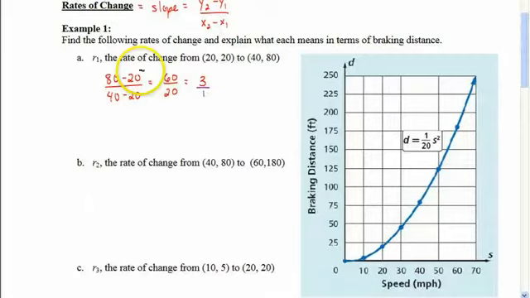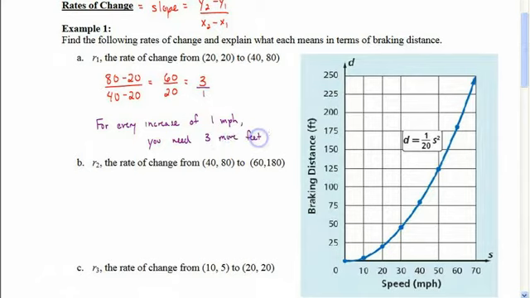Now remember, the numerator represents the change in y, or your change in braking distance. The denominator represents your change in x, in this case your change in speed. So the way that we could describe our answer, looking at the denominator, is we could say for every increase of 1 mile per hour, dealing with our speed, you need 3 more feet to stop, referring to your braking distance. That's just one way we could describe our answer.